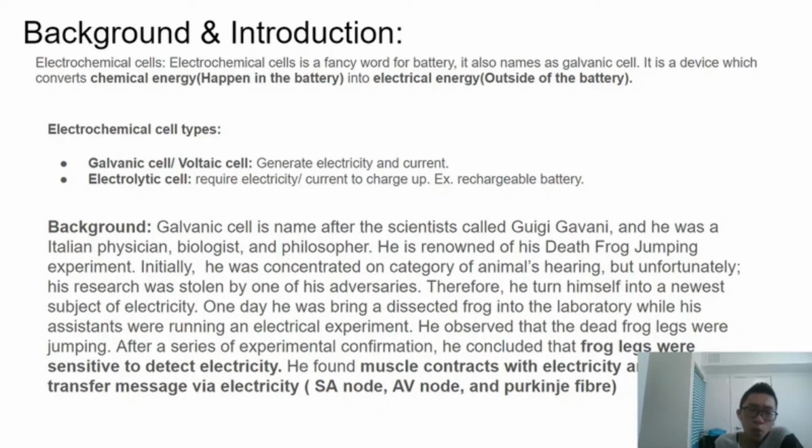Well, one day he was bringing a dissected frog into a laboratory while his assistants were running an electrical experiment. I forgot to mention that Luigi Galvani was actually a biologist before he became a chemist, and he always conducted anatomy and physiology activities, such as dissections. So after dissecting the frog and bringing it into the laboratory, he observed that the frog leg was jumping.